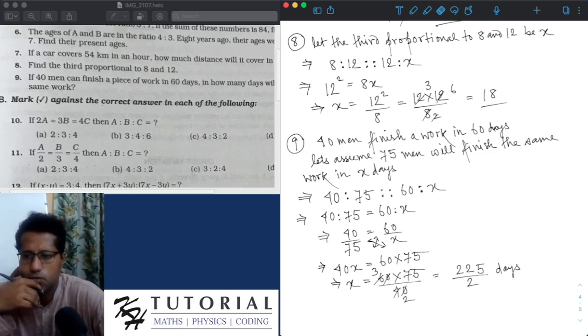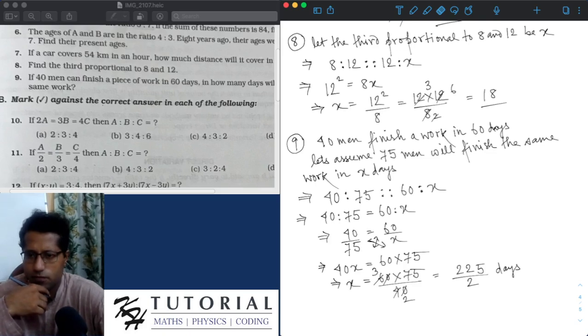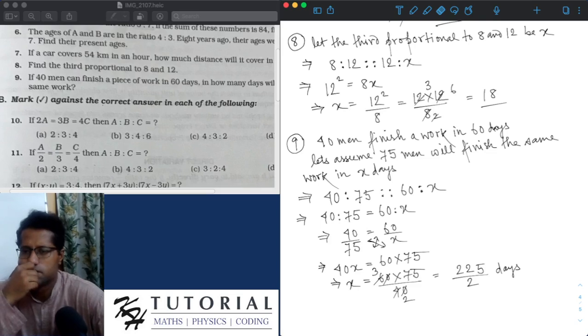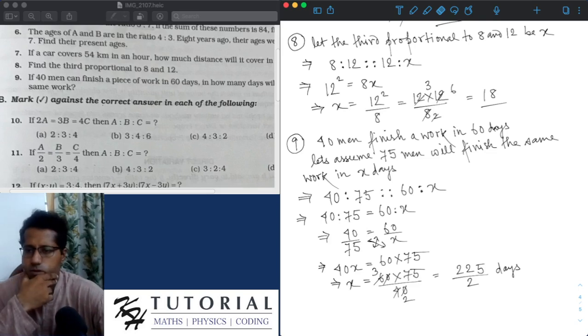Now, why is it coming more? I mean, 40 men finish a work in 60 days, so definitely 75 men will finish the same work in less than 60 days. It should be less than 60 days. So if more men work, then the time taken will be less.